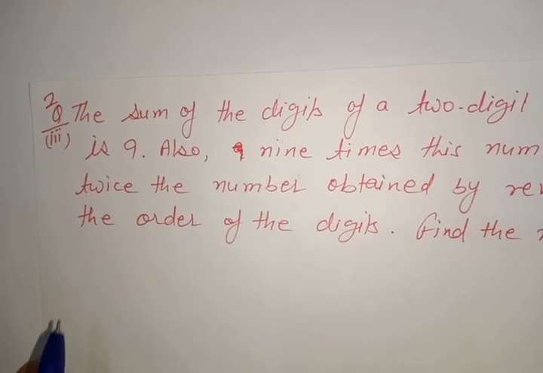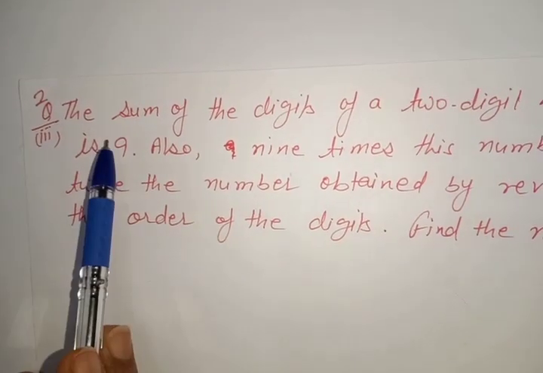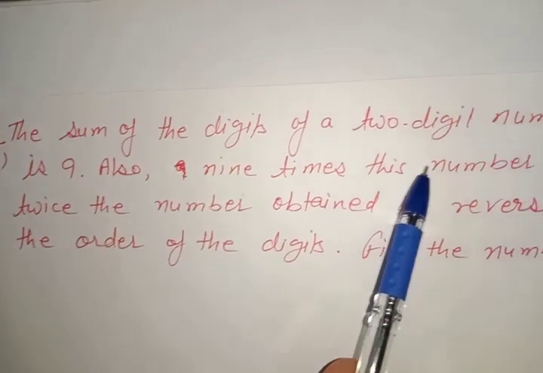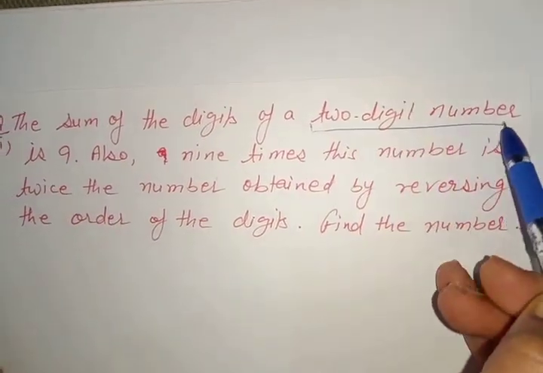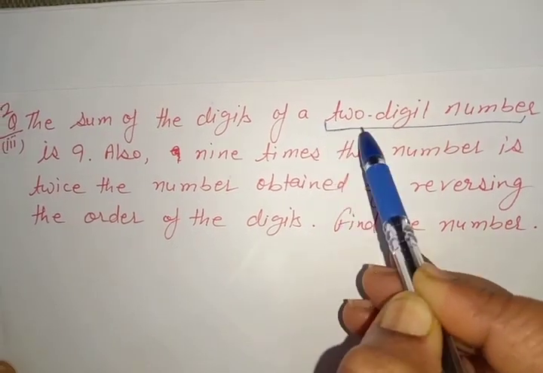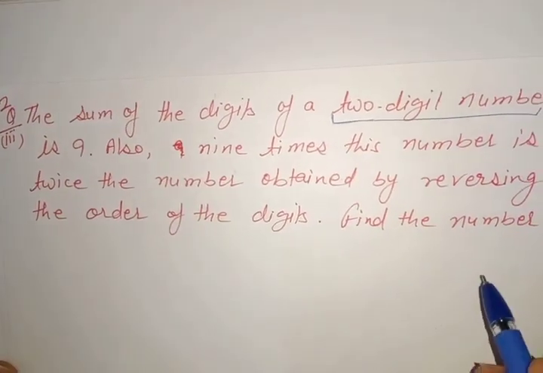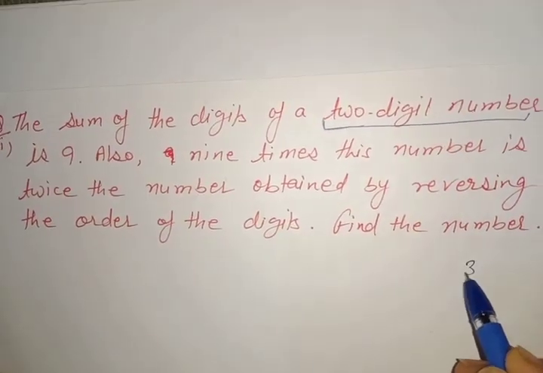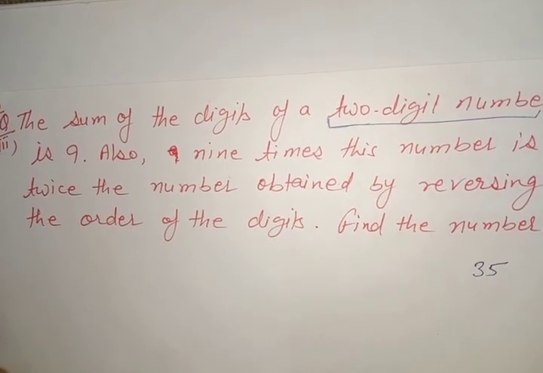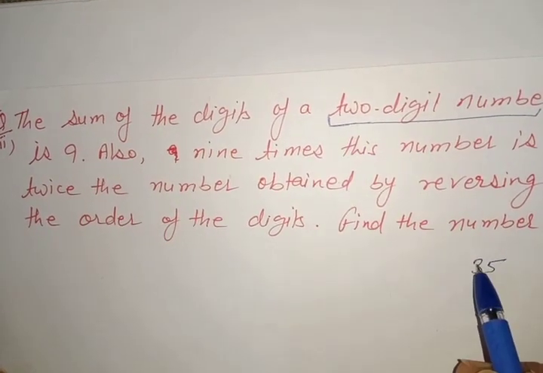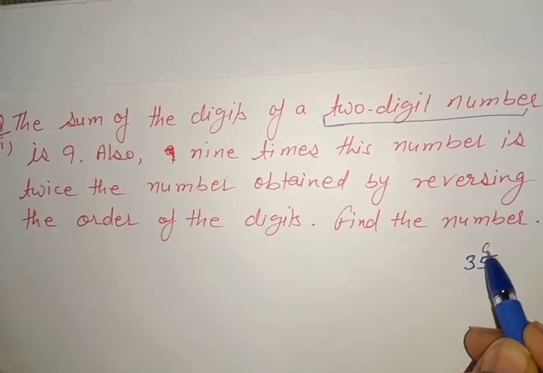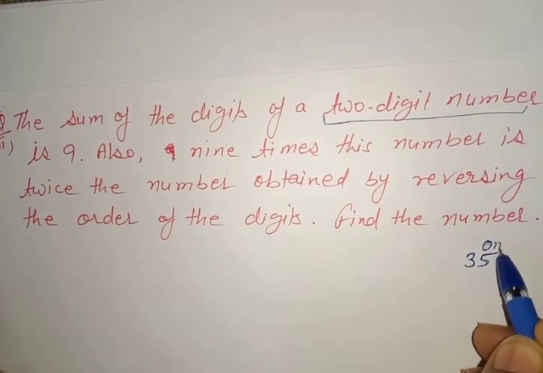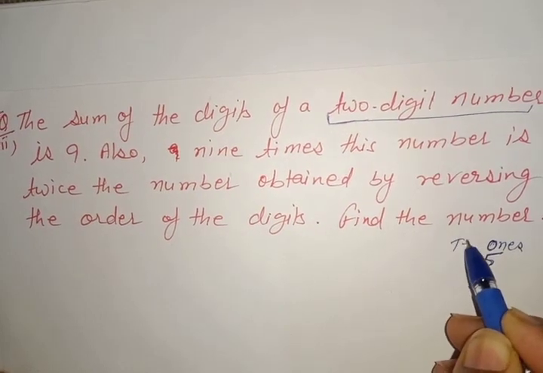Now question number 2, third part. The sum of the digits of a 2-digit number. It means we are dealing with a 2-digit number question. So first of all, let me explain the thing to you. Suppose my number is 35. So it's a 2-digit number. One digit is 3 and the other is 5. This place is known as ones place and this place is known as tens place.